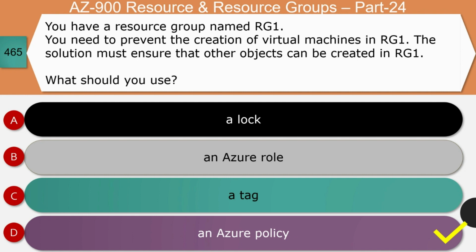So in this question, we would create an Azure policy assigned to a resource group that denies the creation of virtual machine in the resource group. You could place a read-only lock on the resource group. However, that would prevent the creation of any resources in the resource group, not only the virtual machine. Therefore, an Azure policy is a better solution.